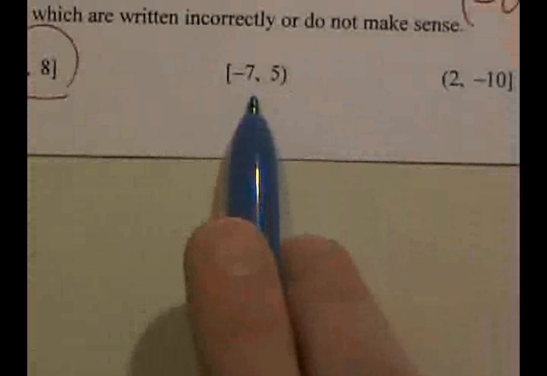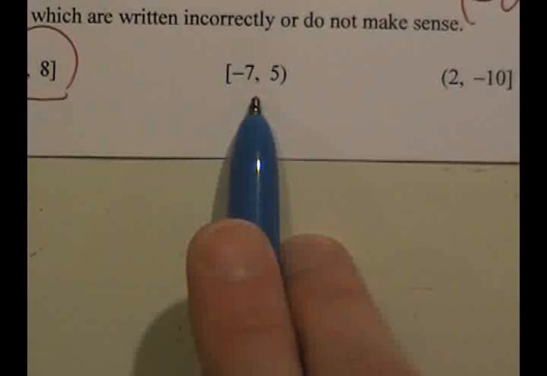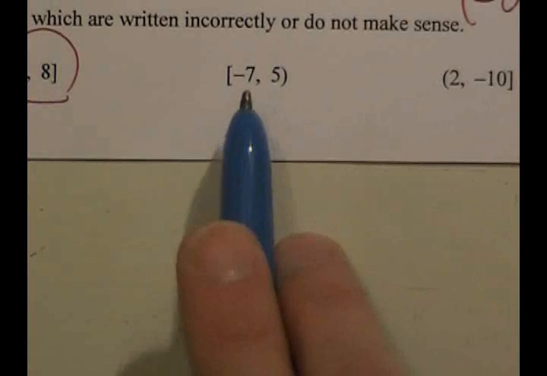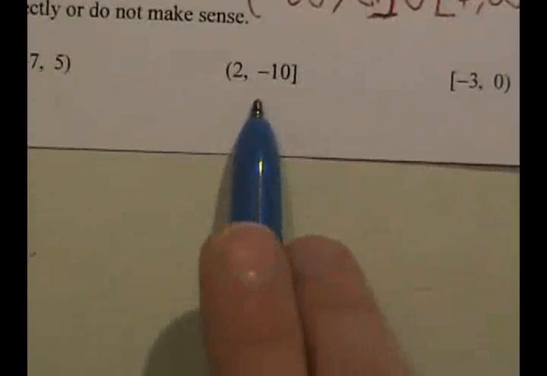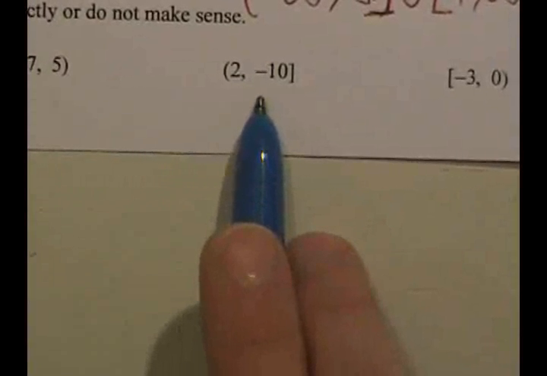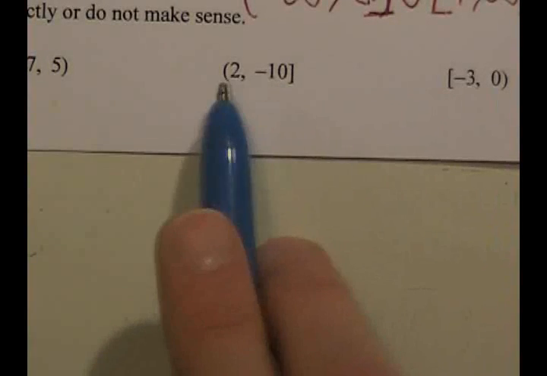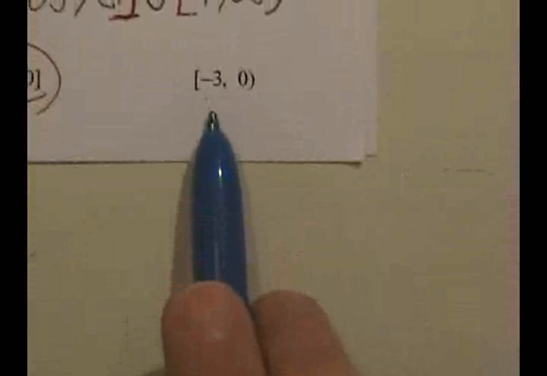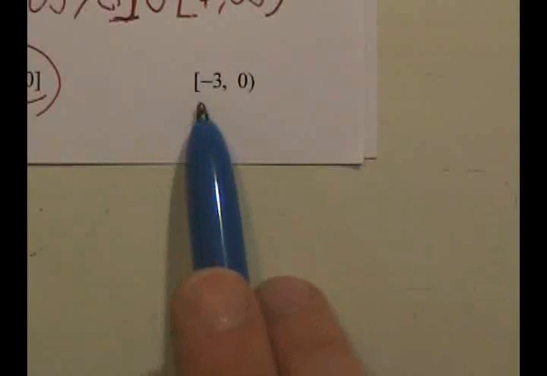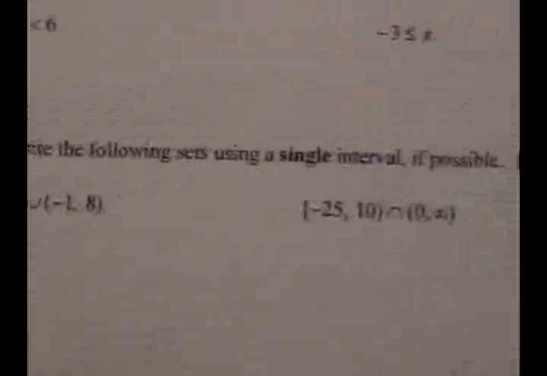This means all numbers between minus 7 and 5, not including 5 but including minus 7, so that's okay. This one doesn't make sense because the larger quantity is supposed to go on the right, and the negative 10 is out of place. And this one means all numbers between minus 3 and 0, including minus 3 but not 0, so that one's okay, that makes sense. And alright, let's see if we can go through these other ones here on the back.